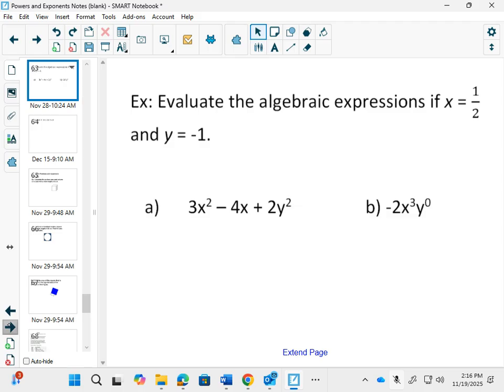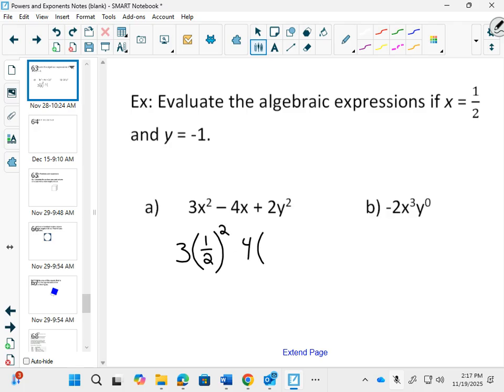So again, first step is wherever there's an x, what are we replacing it with? Brackets and a half. That gets squared. Minus 4. Brackets and a half. Plus 2, and whatever the y is, minus 1. Brackets squared.